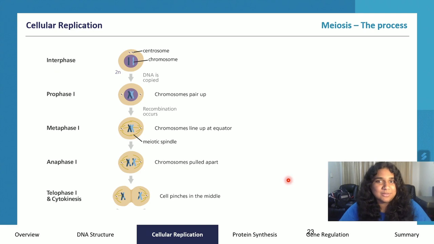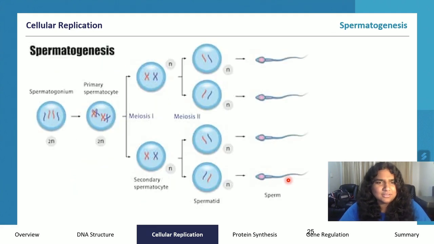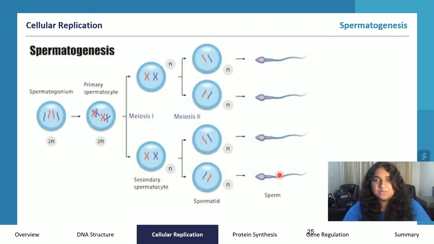So we've already talked a little bit about crossing over, and finally, metaphase 2. At the end of meiosis, we end up with 4 granddaughter cells. However, there are 2 types of meiosis that can occur. Because at the end of the day, meiosis is making sex cells, right? So either our sperm cells or our egg cells. So there's slight variations in the production of sperm cells through spermatogenesis and egg cells through oogenesis, which is what we're going to be talking about now.